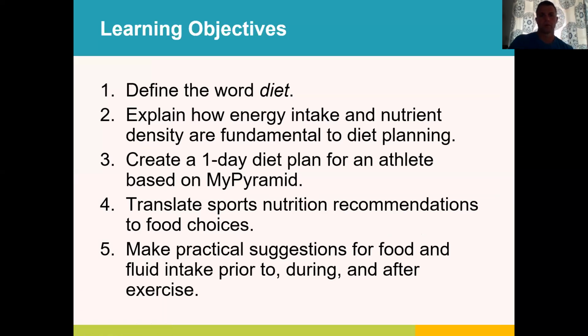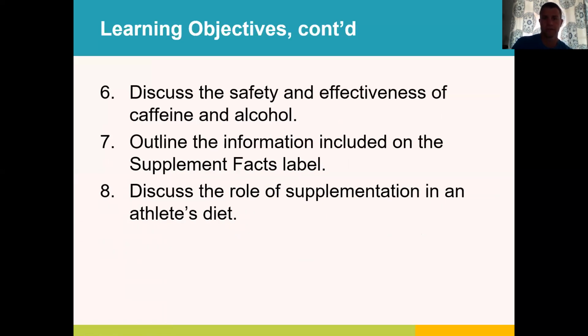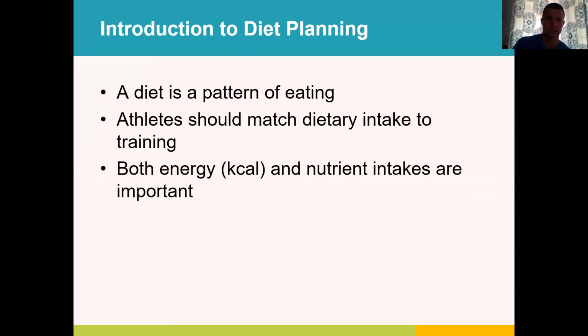All right, so we're going to define the word diet, and how energy intake and nutrient density are fundamental to diet planning. Create a one-day diet plan for an athlete based on the MyPyramid model, which is going to follow the same as what we use now with MyPlate. Translate sports nutrition recommendations to food choices and make practical suggestions for food and food intake prior to, during, and after exercise. Discuss the safety and effectiveness of caffeine and alcohol, outline information included on supplement back labels, and discuss the role of supplementation in an athlete's diet.